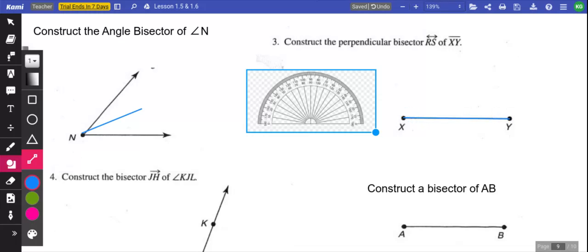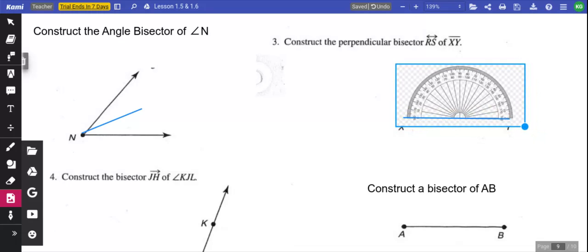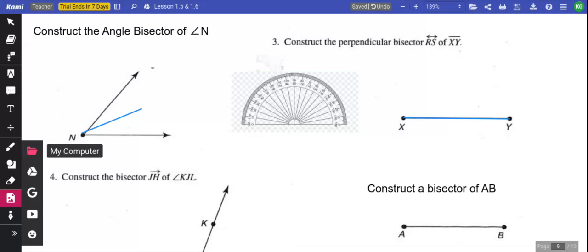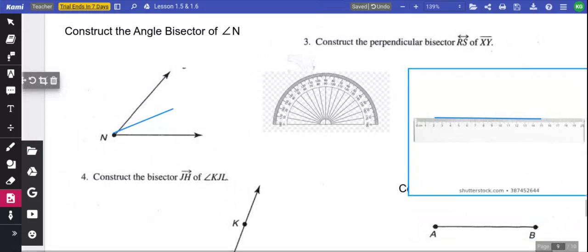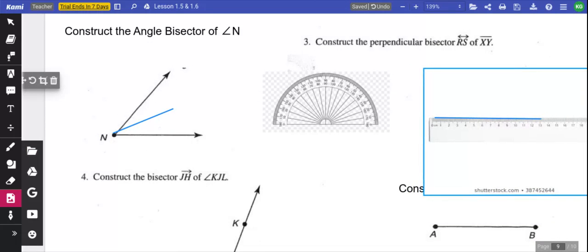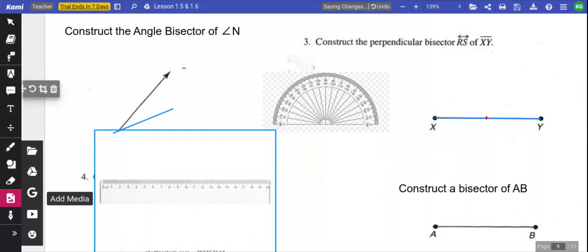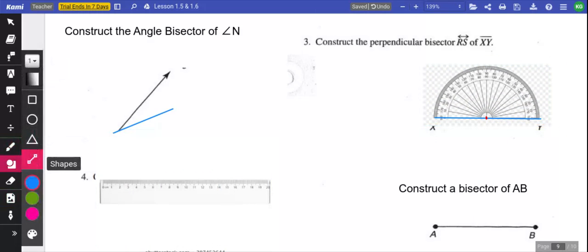So there's my line. First I need to do my ruler. Okay. So my ruler measures this to be about 13 centimeters. So halfway is going to be 6.5. Okay. Now I can take my protractor, and in order to make it the perpendicular bisector, just making sure that I'm going through that at 90 degrees.